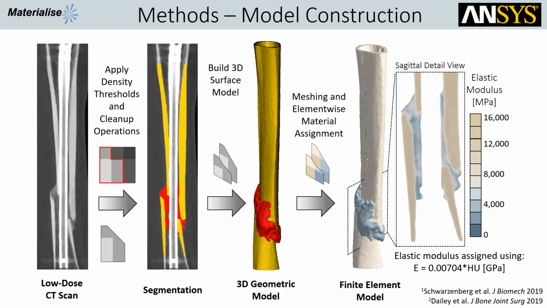For each patient, we followed our published protocol to build a structural finite element model of their fracture. Briefly, the scans were segmented by applying density threshold and cleanup operations to create 3D surfaces. These volumes were then meshed and we applied element-wise material properties as shown in the section view image on the right.